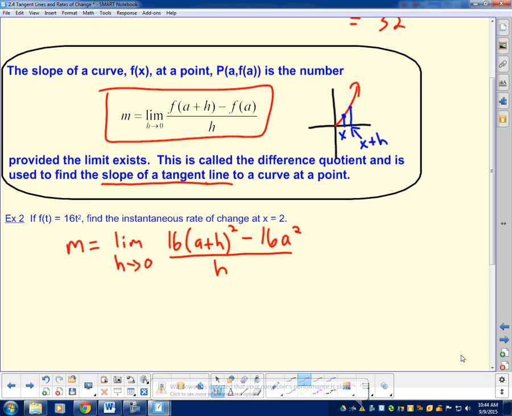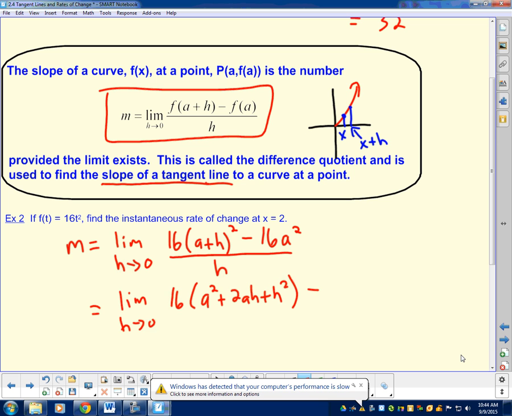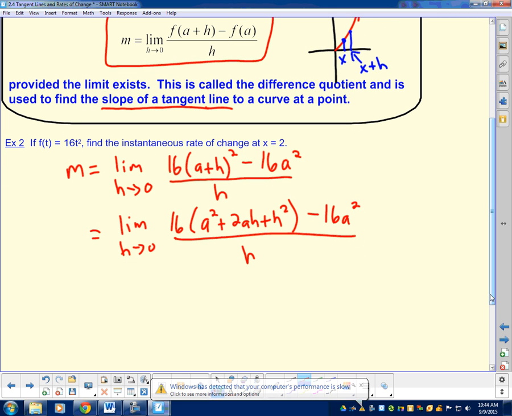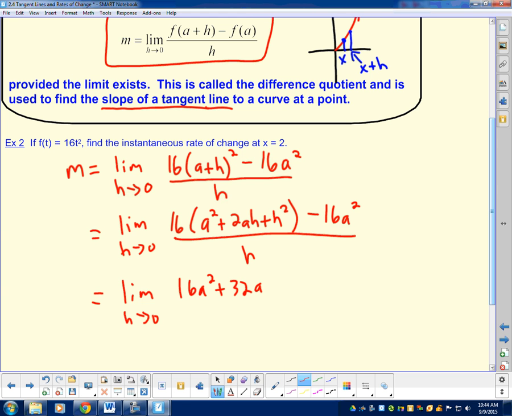So here we go. A little bit of algebra to do. You got a lot of this. Lots of different functions. So limit as h approaches 0. A plus h squared is going to be a squared plus 2ah plus h squared. Just expanding out that binomial. Minus 16a squared all over h. And I'll go ahead and distribute here. Limit as h approaches 0 of 16a squared plus 32ah plus 16h squared minus 16a squared all over h.